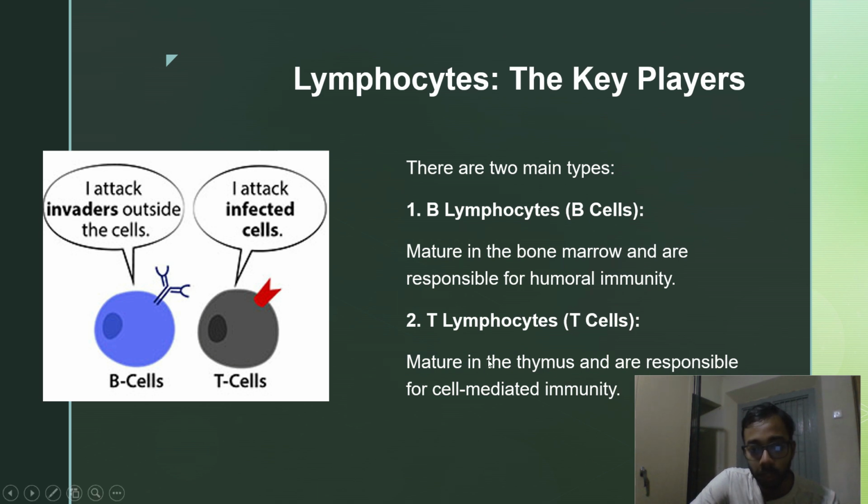And for T lymphocytes, you can remember the letter T. It comes from the thymus. T lymphocytes mature in the thymus. Both B and T lymphocytes are produced by the bone marrow. However, the maturation step takes place in two different places: for B lymphocytes it takes place in the bone marrow, and for T lymphocytes it takes place in the thymus. And these T cells are responsible for the so-called cell-mediated immunity. Right, so that's the difference between these two cells.